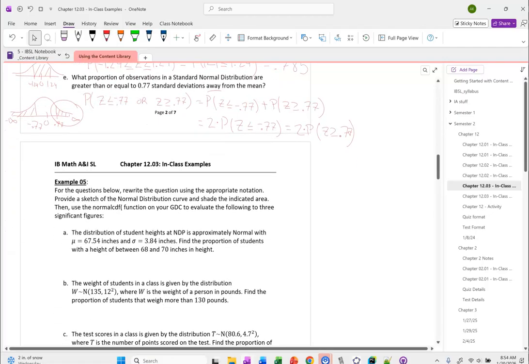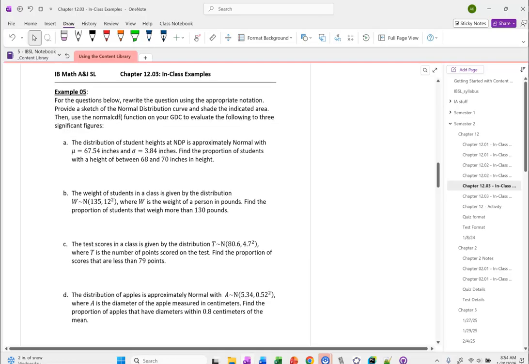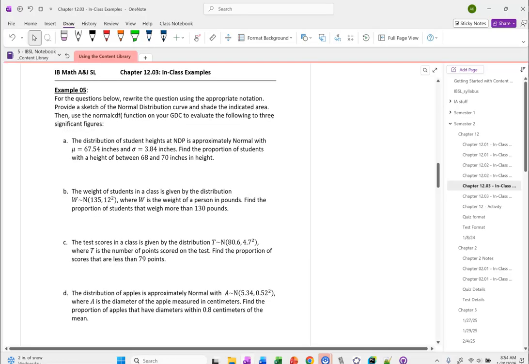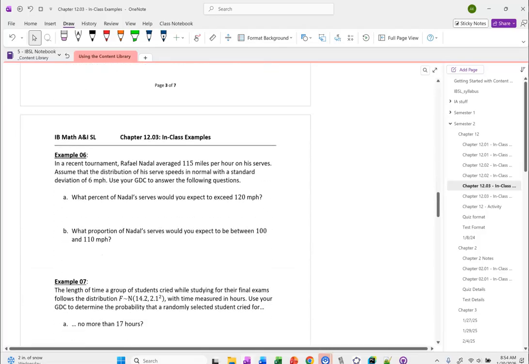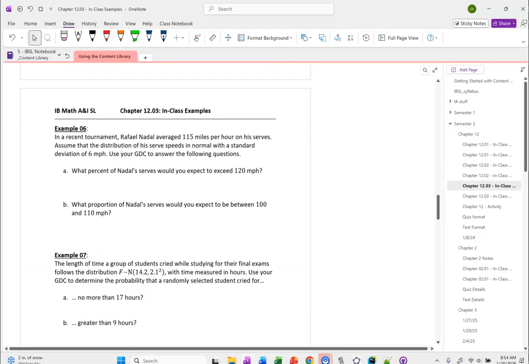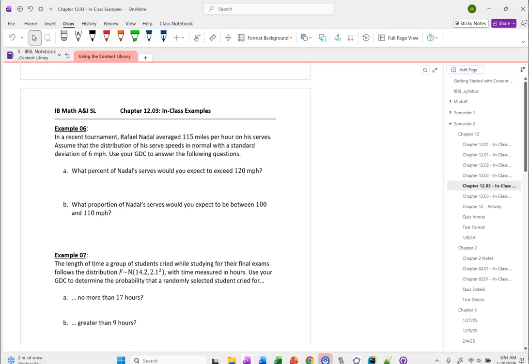I'm going to skip through these ones because they're the exact same problem, just they don't have a standard normal distribution. So your mean and standard deviation might change from problem to problem. All it changes is that when you use the normal CDF, you have to update the value for mean and standard deviation, but not a big deal.